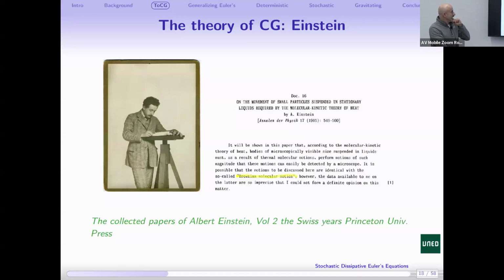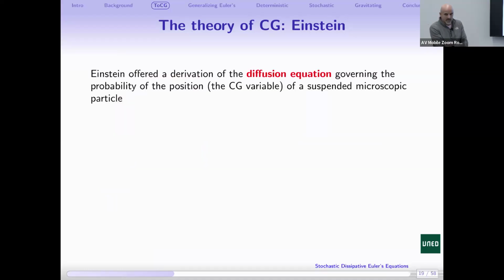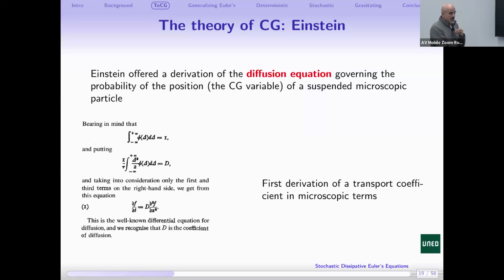Then came Einstein in one of his 3 papers of the Annus Mirabilis, the one on Brownian motion. What he did was amazing. He obtained the diffusion equation governing the probability of the position of a Brownian particle microscopically. Sorry, I have to look here. He derived the diffusion equation.